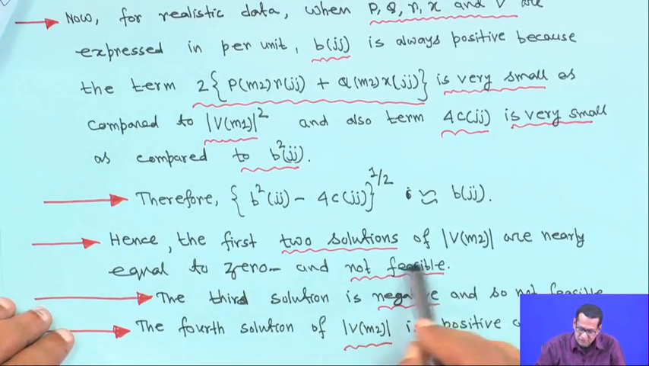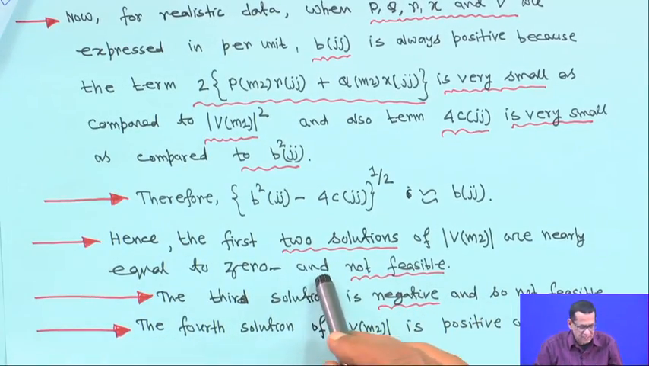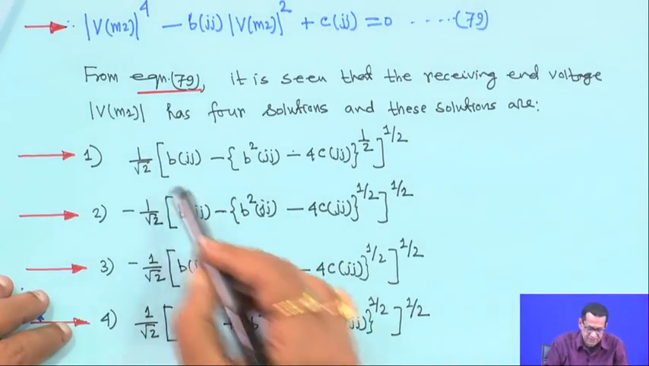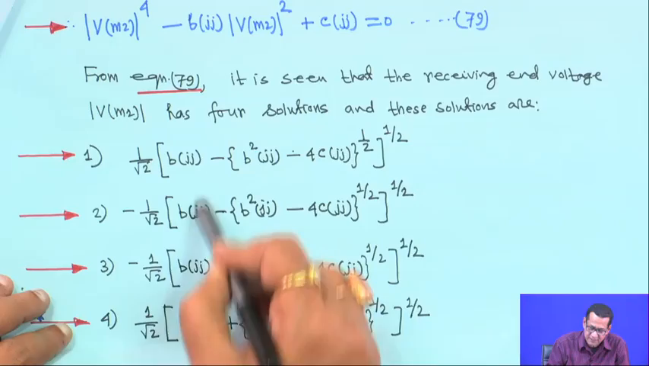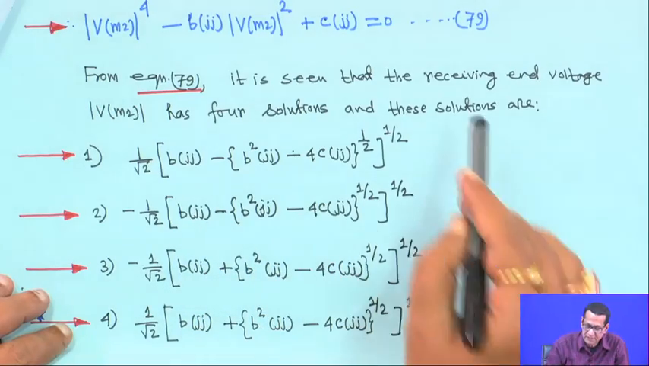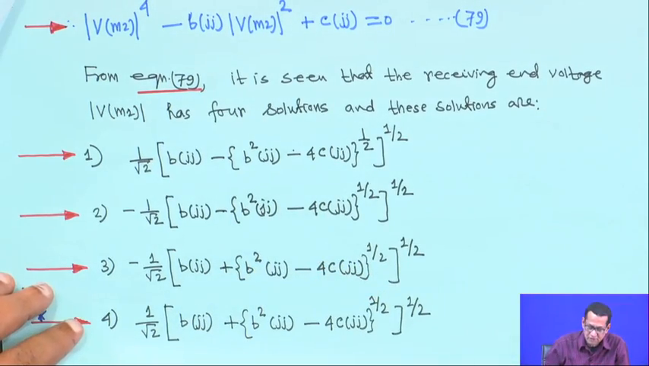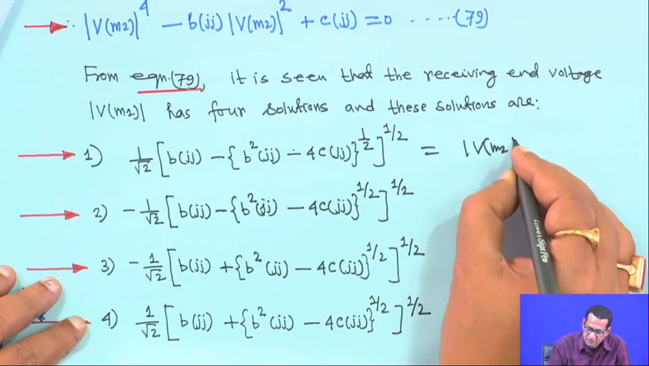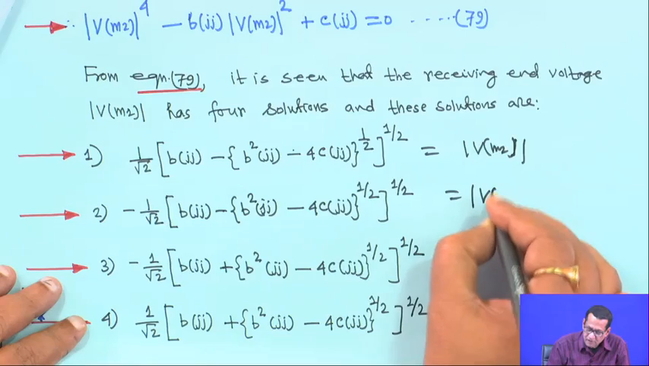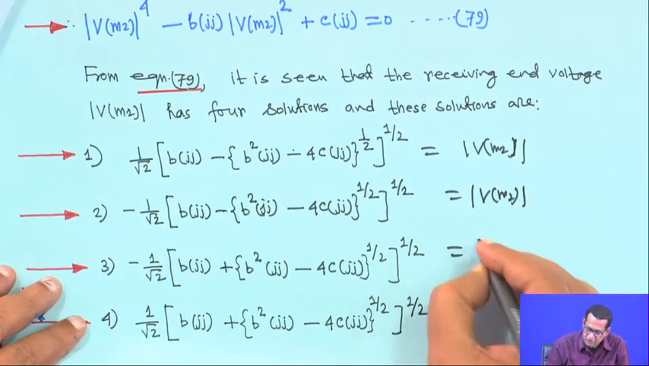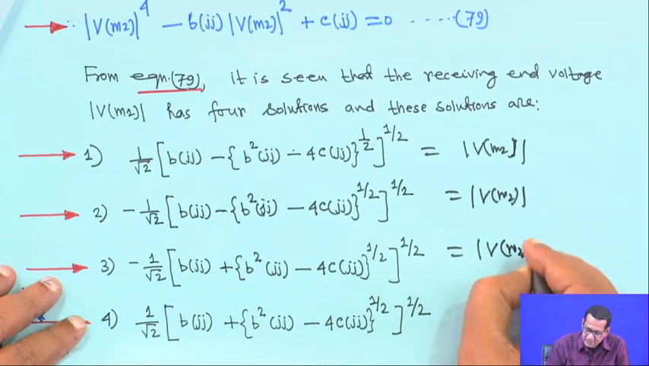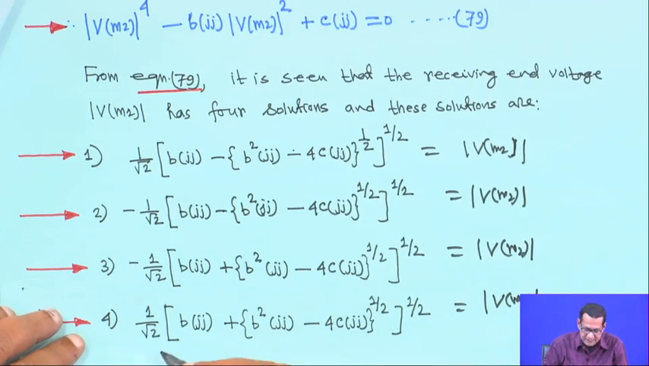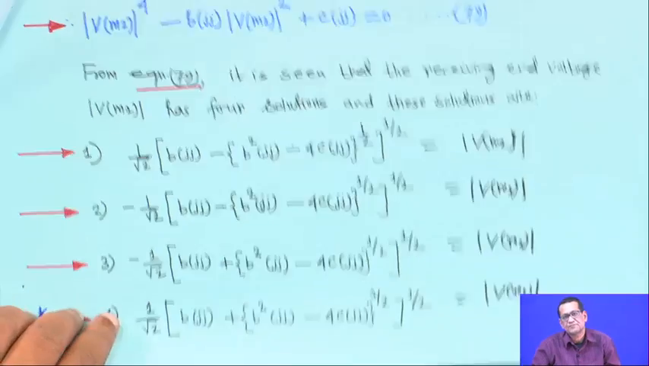Therefore, the first two solutions of Vm2 are nearly equal to 0 and not feasible. That means this is the solution of Vm2, the receiving end voltage, right. There should not be any confusion. This is also one solution, this is also another solution, these are all Vm2, 4 solutions. I am writing on the right hand side, because on the left hand side there is no space, right. So only the fourth solution is the feasible solution.